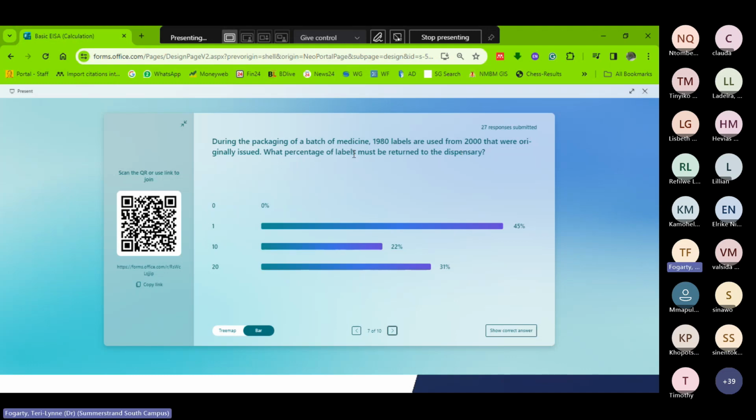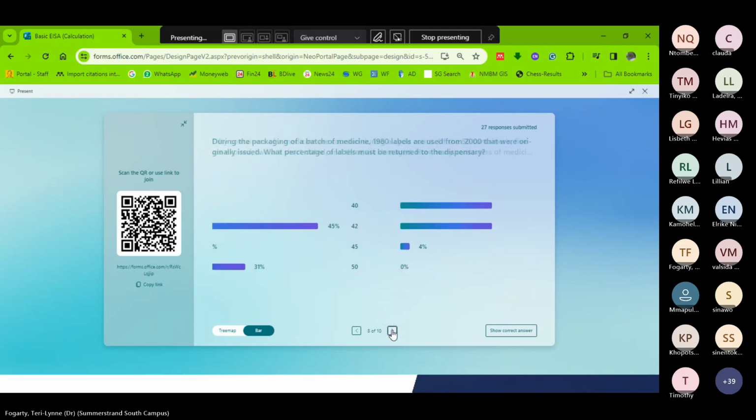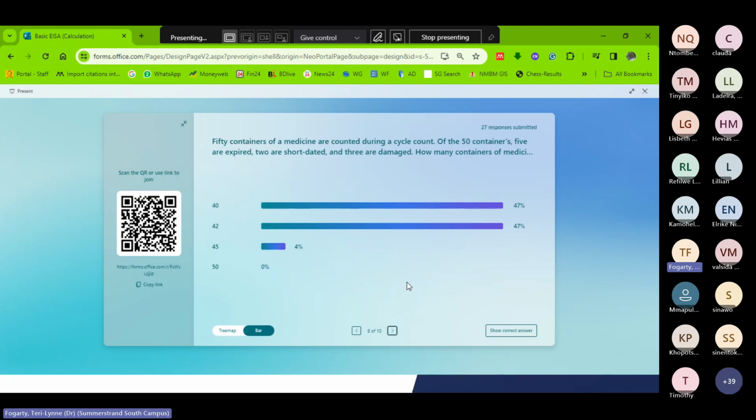But the question isn't asking how many labels must you return to the dispensary. It's asking what the percentage of labels is. So those of you that answered 20, yes, it was 20 labels, but that is not a percentage of 2,000. You need to work out the percentage of 2,000. 20 divided by 2,000 is 1%. So the correct answer for this one is 1%. Oh, we got an even number of answers here for the 2%.